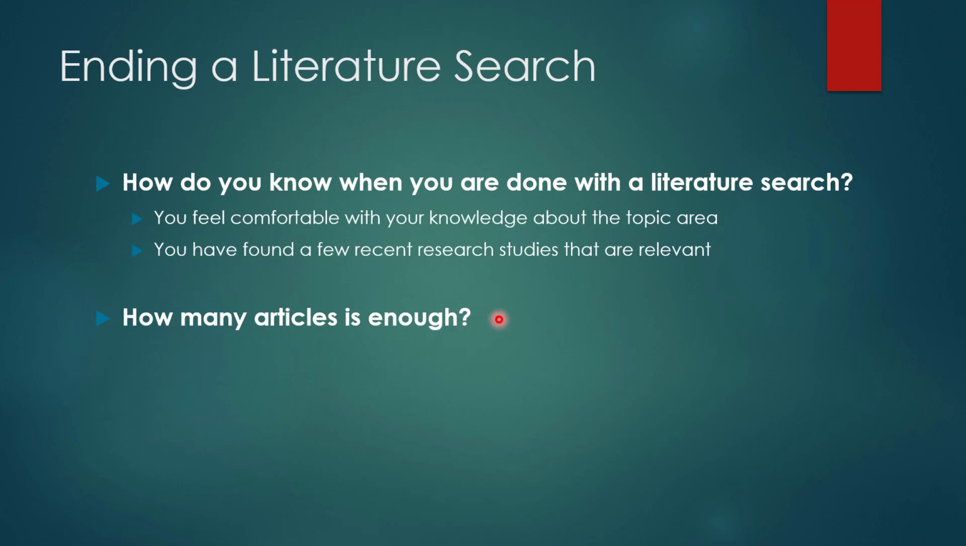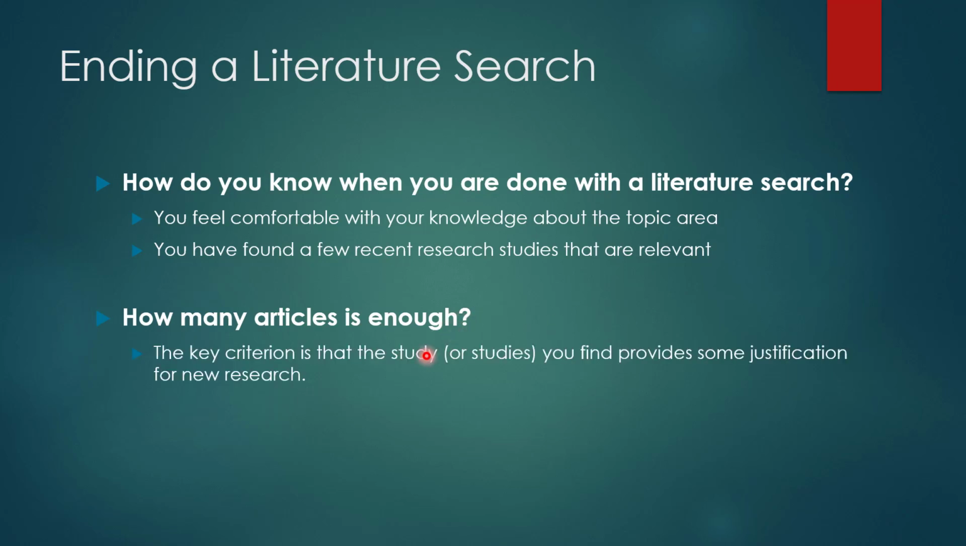How many articles is enough? The key criterion for any literature review is that it provides some justification for your new research, and that it provides you ideas for that research. You need 6 primary research articles for your assignment.